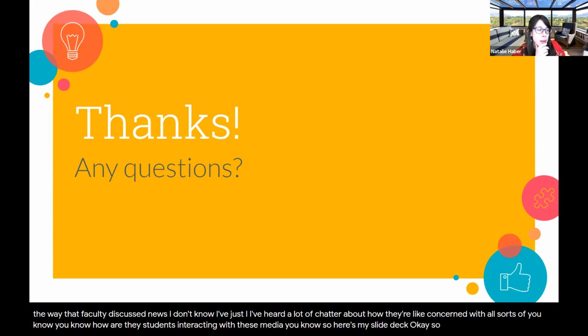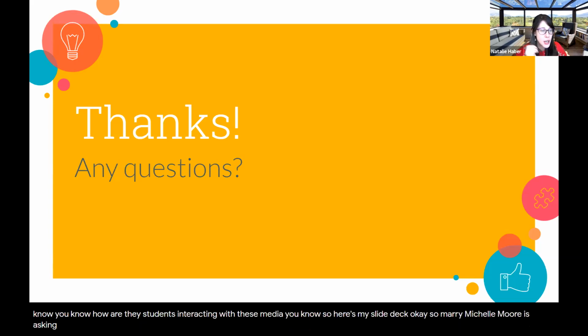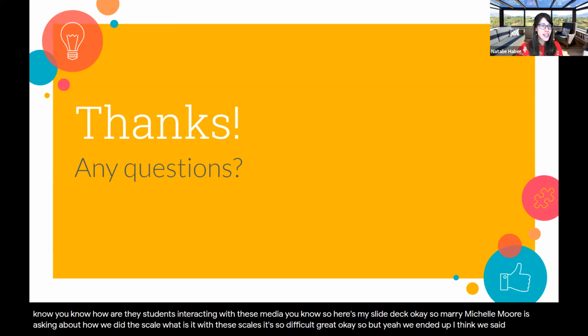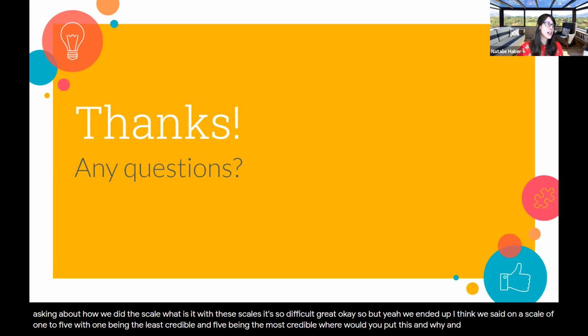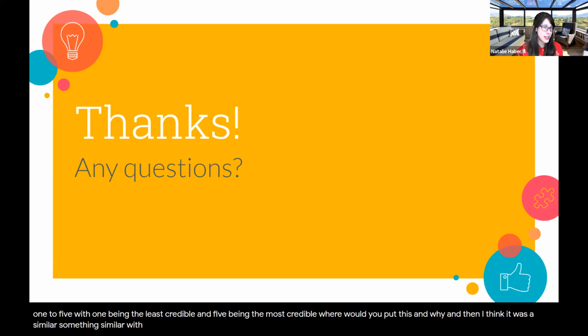Oh, okay, so Mary Michelle Moore is asking about how we did the scale. With these scales, it's so difficult, right? But yeah, we ended up, I think we said on a scale of 1 to 5, with 1 being the least credible and 5 being the most credible, where would you put this and why? And then I think it was something similar with biased. So I think the words we used were 1 being too biased to use, and 5 being unbiased.